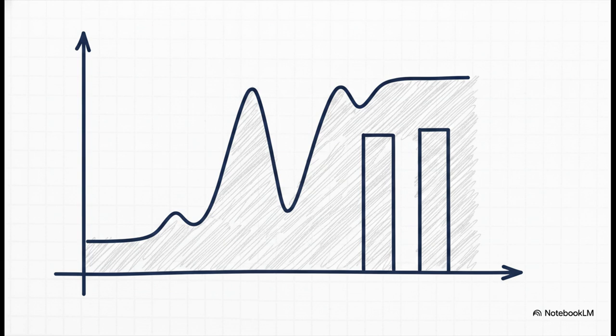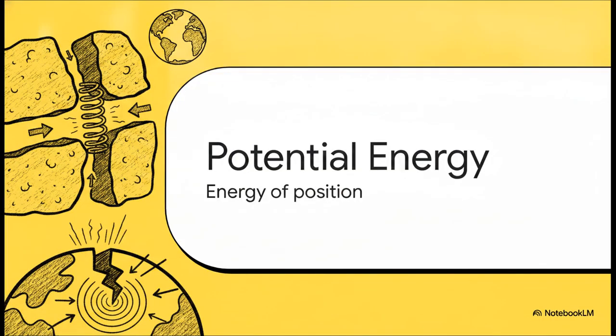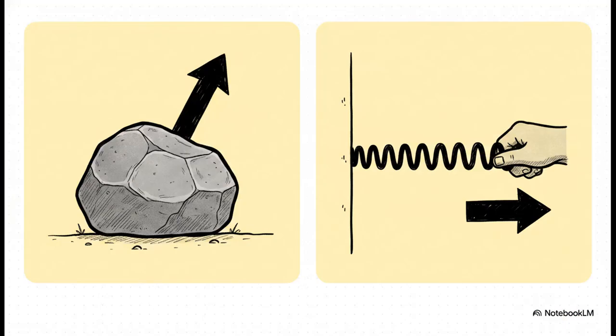Okay, part 5, understanding potential energy. So potential energy is basically the concept of stored energy. It's energy based on an object's position or its physical configuration. Think about massive tectonic plates deep in the earth acting like compressed springs, storing up unimaginable amounts of energy over centuries until an earthquake finally lets it out.